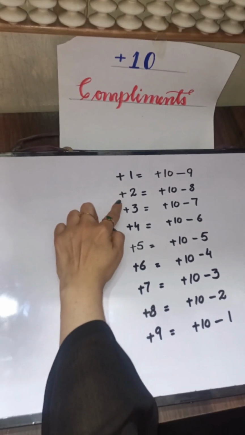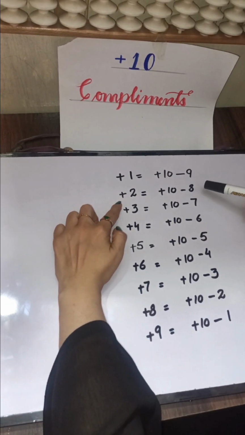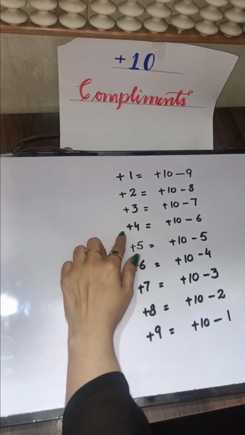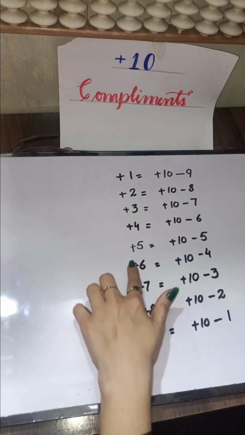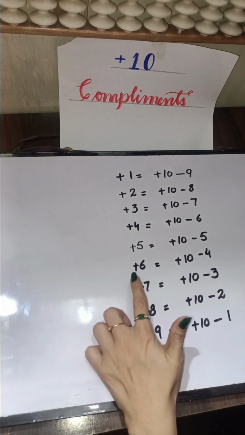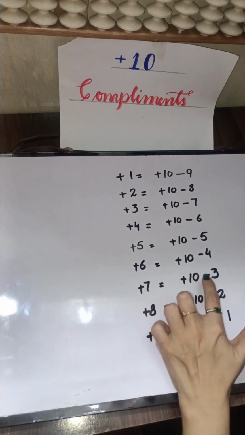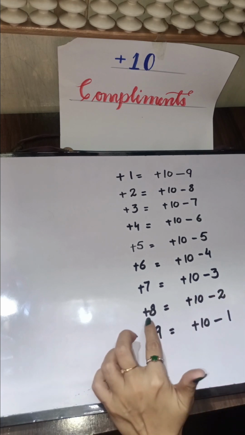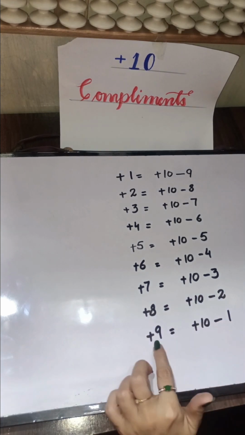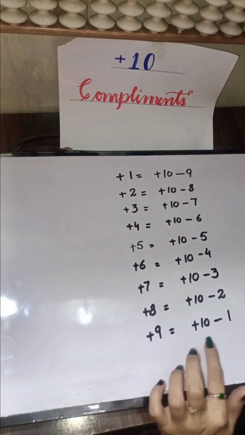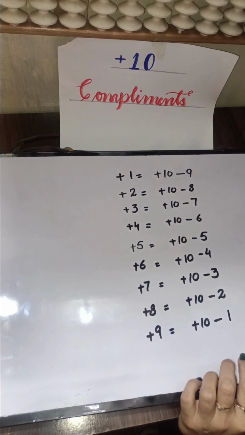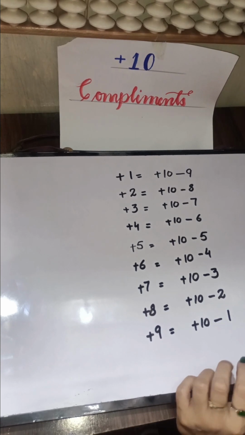right? Plus 2 is equal to plus 10 minus 8, plus 3 is equal to plus 10 minus 7, and plus 4 is equal to plus 10 minus 6, plus 5 is equal to plus 10 minus 5, plus 6 is equal to plus 10 minus 4, plus 7 is equal to plus 10 minus 3, plus 8 is equal to plus 10 minus 2, and the last one is plus 9 is equal to plus 10 minus 1. So these are the plus 10 complements, friends. We also call it big friends plus 10 complement, right?